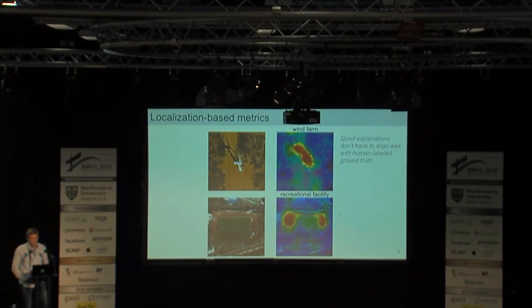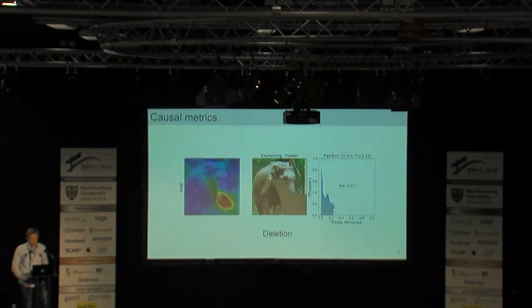These examples prove the point that sometimes good explanations don't align well with human-labeled ground truth. In both cases, if we were to compute some localization metrics, the saliency maps would not get high scores, but they're still good explanations, and we can see that shadows are important. That's why we tried to invent some metrics that would capture how well the saliency maps show the causes in the image for the prediction.